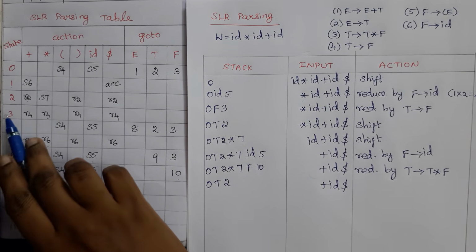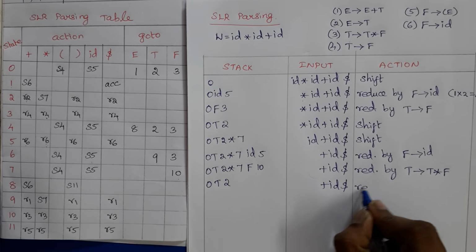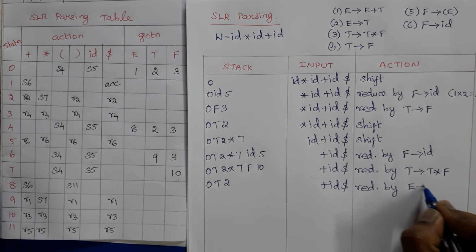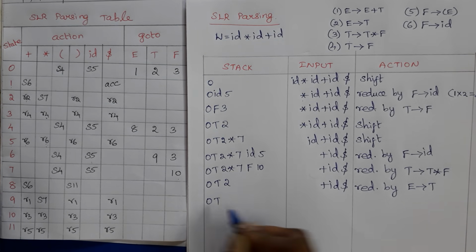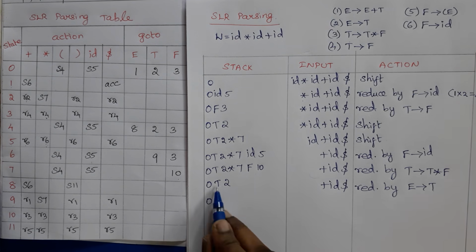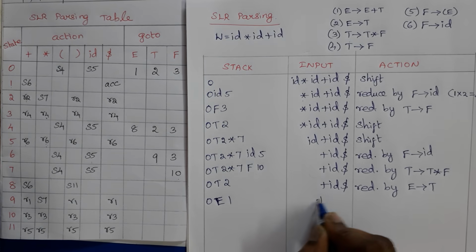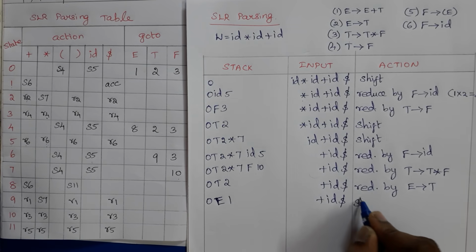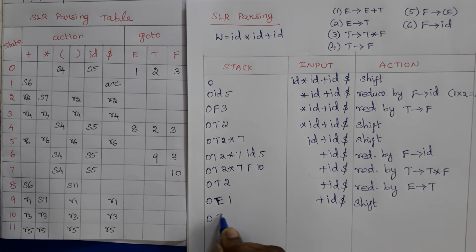Now 2 and plus is R2. So reduce by production number 2, E tends to T. So length of the right hand side is 1. So we need to pop 2 symbols from the stack. Then we need to push the E. So pop 2 symbols, push E, then 0 and E is 1. Now 1 and plus is shift 6. So shift means we need to shift plus as well as 6.